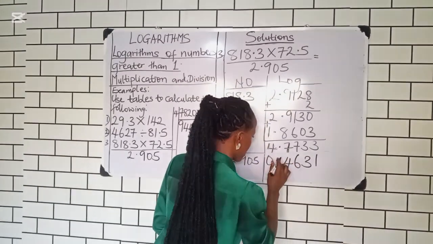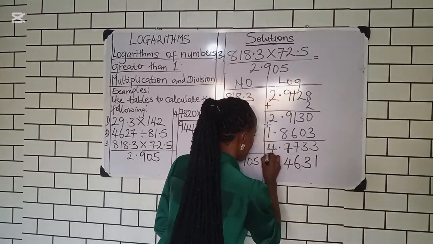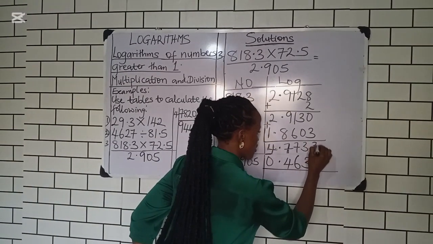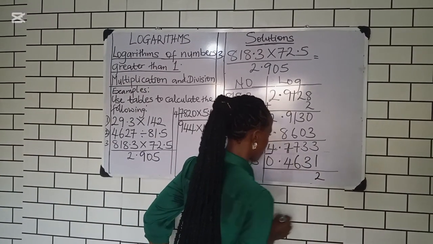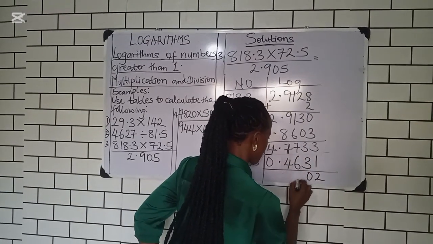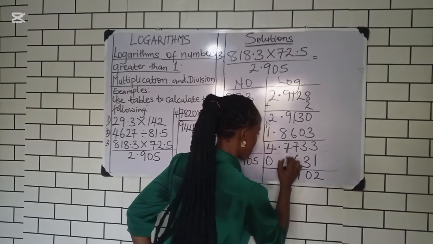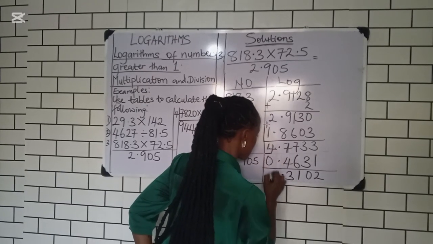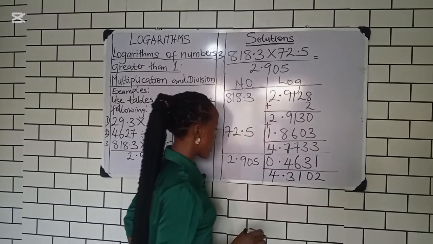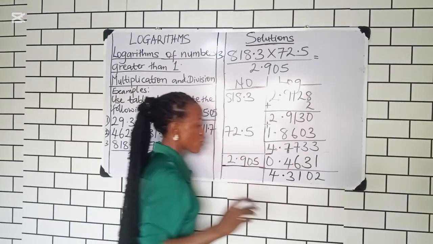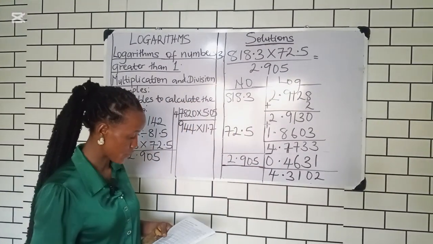Now, subtracting, 3 minus 1 will give us 2. 3 minus 3, 0. 7 minus 6, 1. 7 minus 4, 3. Bring down decimal point. 4 minus 0, 4. Now, we have gotten our final log. We are going to find the anti-log part now.